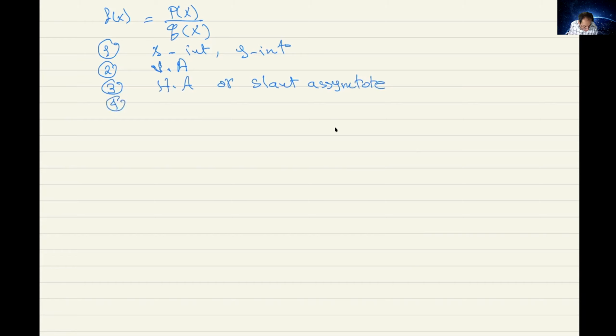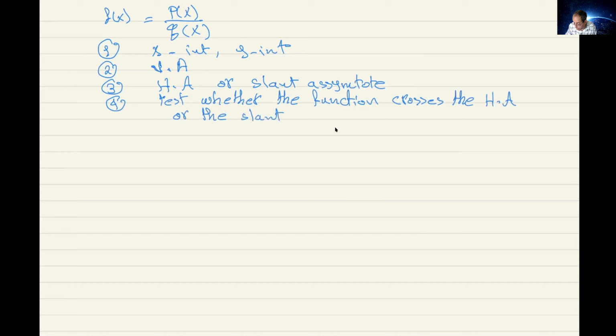Number 4, and this is what we learned before, is to test whether the function crosses the horizontal asymptotes or the slant asymptotes.